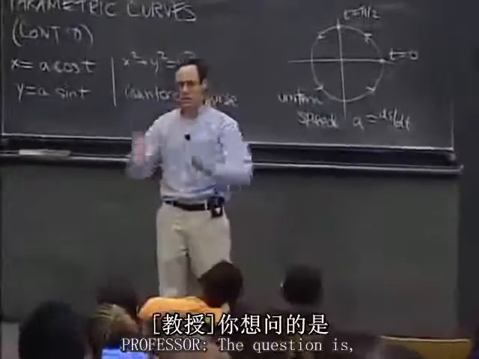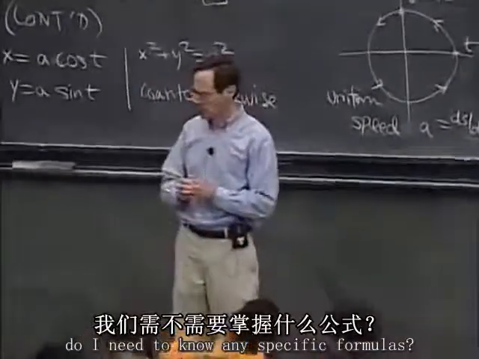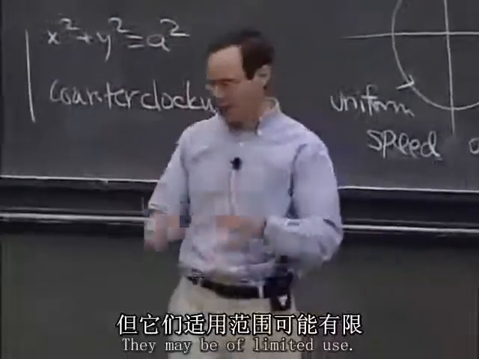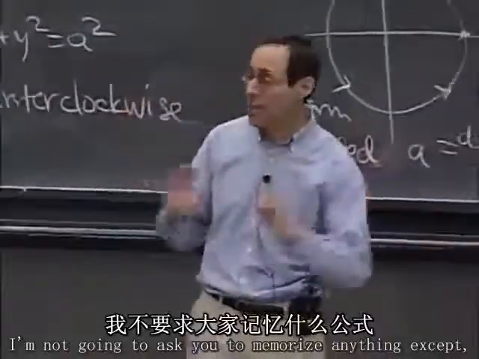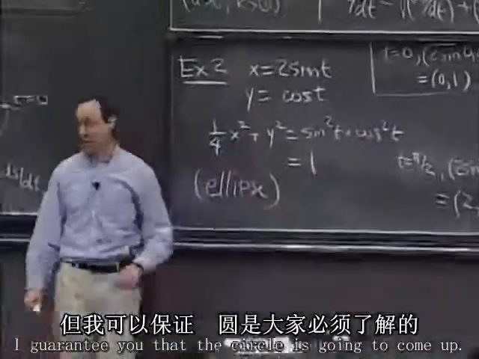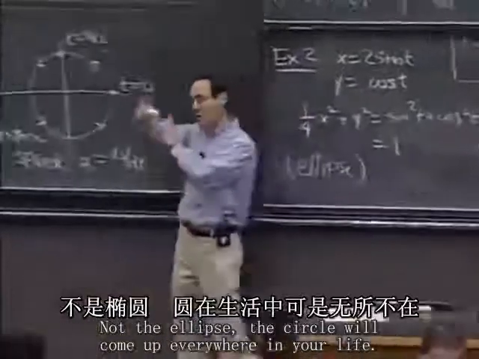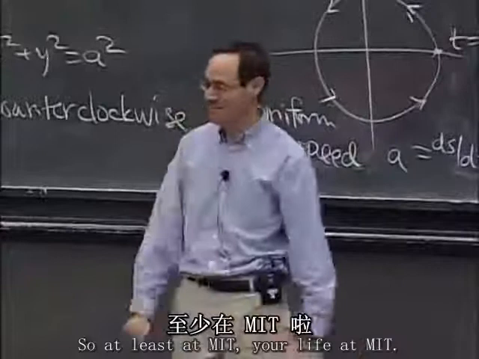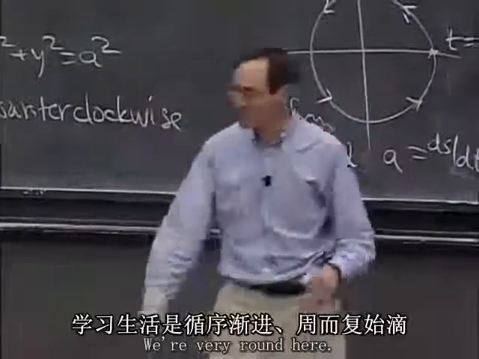The question is, do I need to know any specific formulas? Any formulas that you know and remember will help you. They may be of limited use. I'm not going to ask you to memorize anything, except I guarantee you that the circle is going to come up, not the ellipse. The circle will come up everywhere in your life. So at least at MIT, your life at MIT. We're very round here.